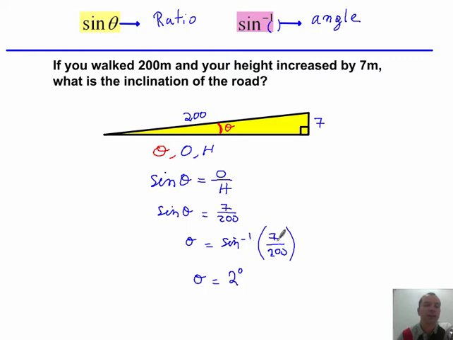And you can plug this into your calculator like this. Sine inverse, open bracket, 7 divided by 200, close bracket, hit enter, and we're going to approximate it to 2 degrees. Now, our agreement is going to be degrees. We're going to do it to the fullest degrees, so no decimals. And when we find sides, we're going to do it to 2 decimal places. That's just going to be our agreement.